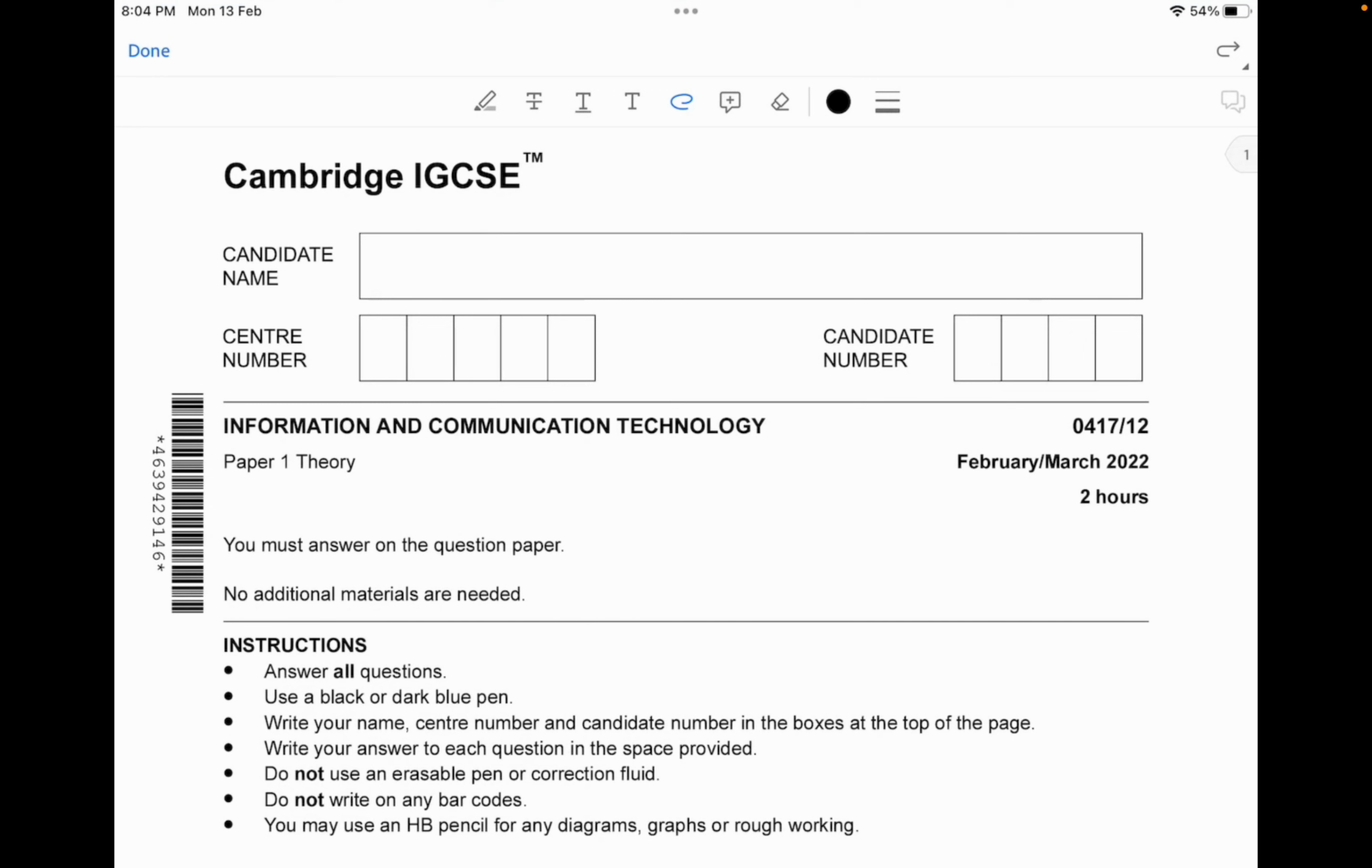So today's video is a Cambridge iGCSE Information and Communication Technology paper. This is for paper 1 theory with the code 0417/12 of February-March 2022 paper, and the paper is going to be for about 2 hours. So I know many of you guys have this paper coming up for exams, so hopefully this video has helped you all to understand these concepts much better.